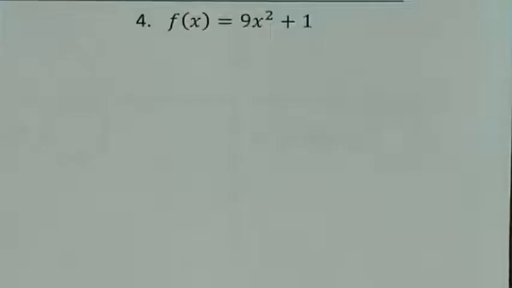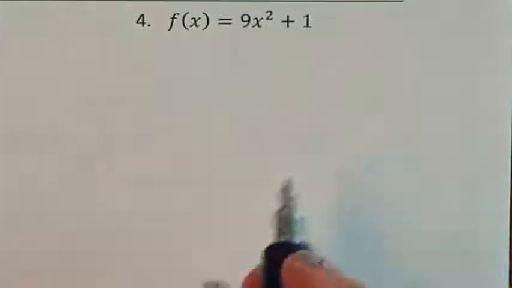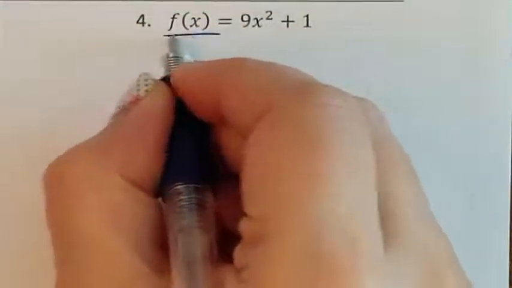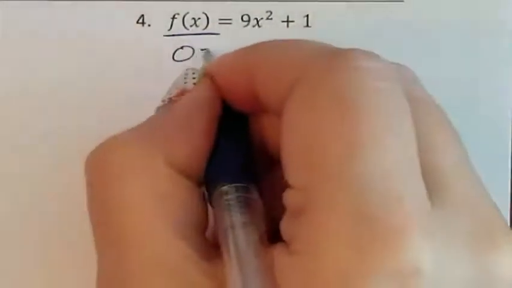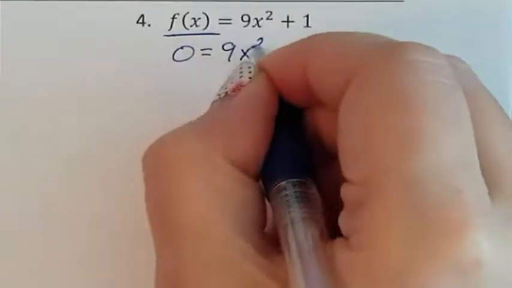If I were to graph this original function, I would see it crosses the x-axis at these 2 locations. Problem number 4. I'm being asked to find the zeros. If I'm finding the zeros, that means this value right here is 0. So 0 equals 9x squared plus 1.